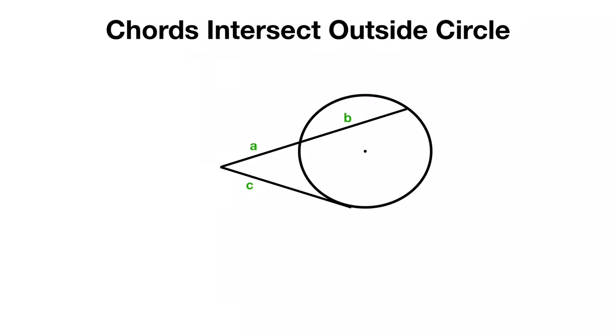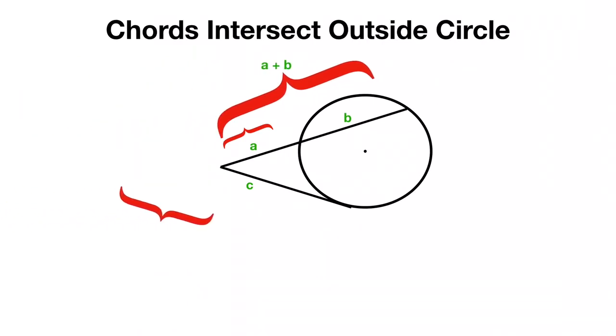In this theorem, we have one secant segment and one tangent segment that meet at the same external point. Like the other theorem, the outer segment of the secant times the entire secant will equal the length of the tangent squared. So a times a plus b equals c squared.